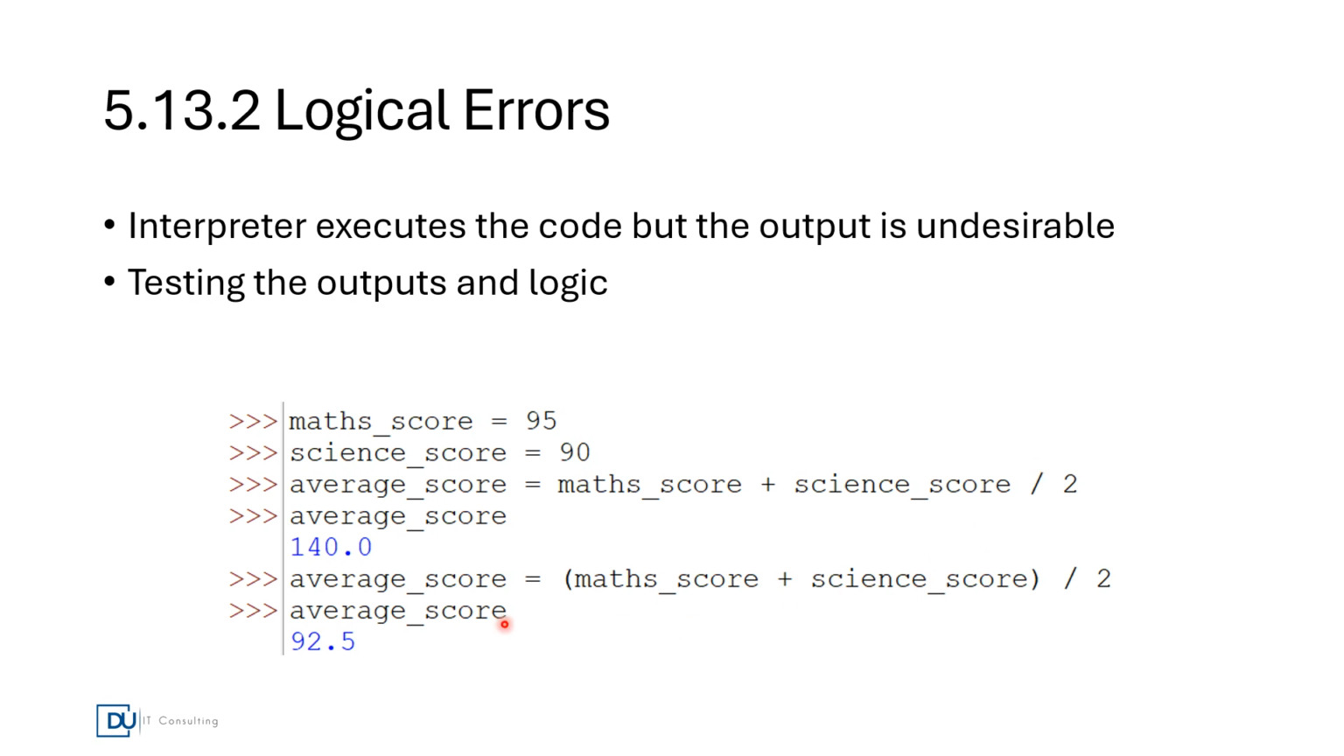We fix the problem by changing the operator precedence by introducing parentheses. So now average score is equal to parenthesis max score plus science score, close parenthesis, divided by 2, and then now average score becomes 92.5.